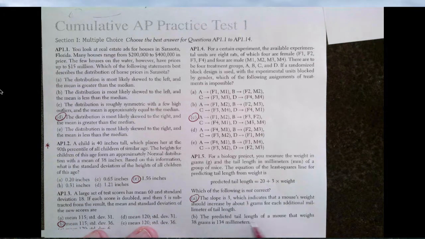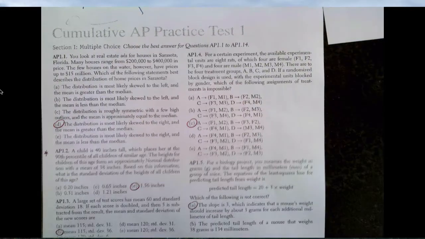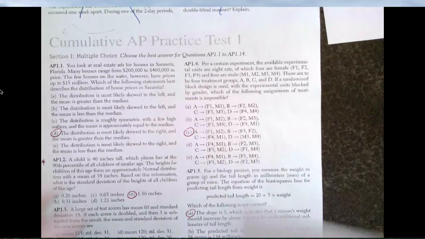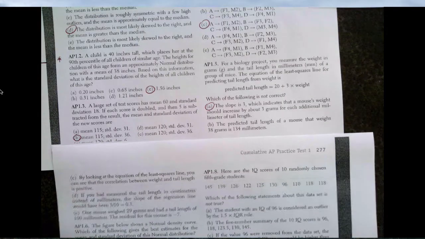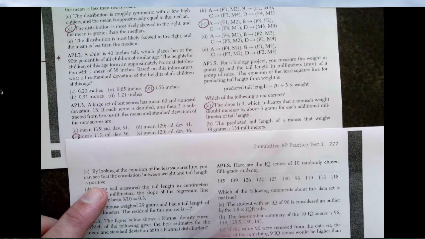The predicted length of a mouse that weighs 38 is 134. So you take 38, plug it in here, multiply by 3, add 20, 134, yes. Okay, looking at the next ones that they have there. They now have, by looking at the equation for the least squares, you can see that the correlation between weight and tail length is positive. Well, the correlation will be positive if the slope is positive, and the slope is positive, so that's fine.